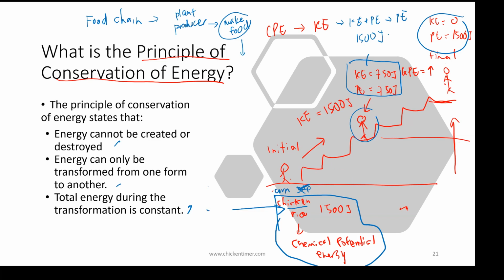So the producer is corn, which takes energy from the sun. Then it goes to the chicken. So maybe say 1500 joules of energy from the sun goes to the corn, and the chicken takes the corn, and then this gets consumed, 1500. Then a human eats the chicken, so you also get the 1500.